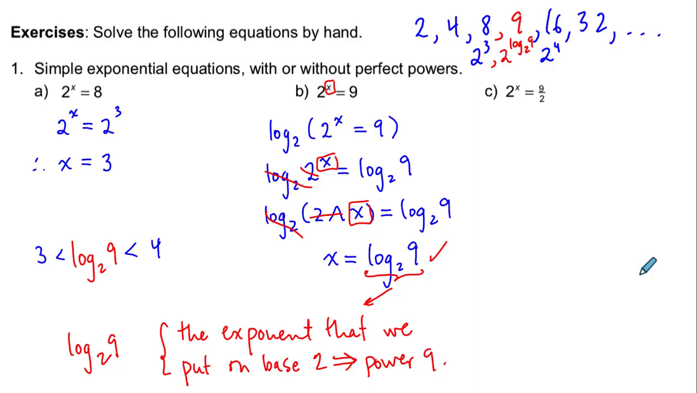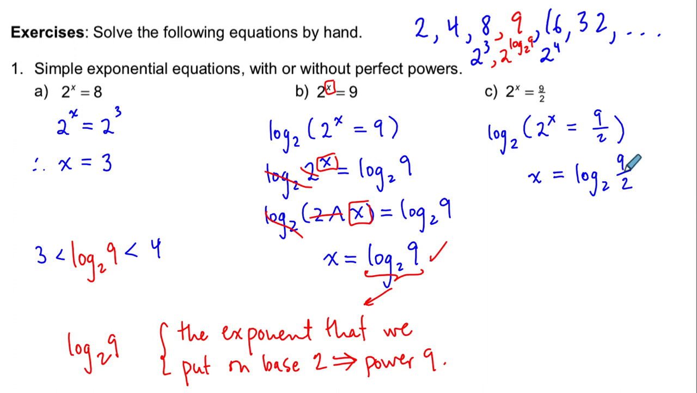Okay, let's take a look at part C. Very similar question. Don't let the fraction or the fact that there's a 2 on the other side throw you off. This is 4.5, which is not a perfect power of 2. So again, to this equation, we apply log base 2 because we want to undo exponentiation base 2. And we end up getting log base 2 of 2 to the cancel, so we have x on the left, and we get log base 2 of 9 halves on the right.